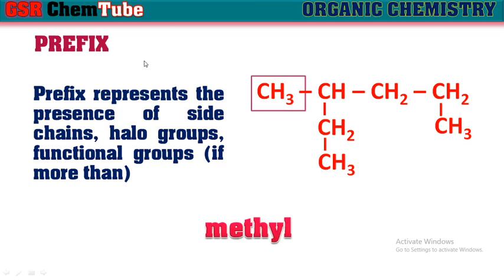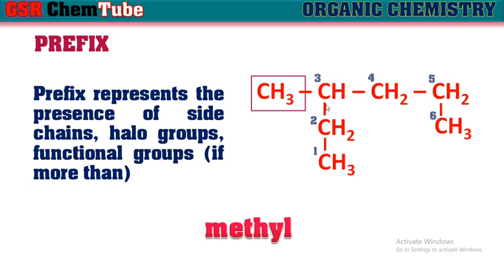At the same time, we have to mention the number of the carbon atom on which this methyl group is present. For that, we have to number the carbon atoms in the main chain. This numbering can be done either from left to right or right to left. Out of these two, we should select the way in which the carbon atom with the side chain gets the lowest possible number. By numbering in this way, this carbon gets 3. If we number from right to left, it gets 4. So numbering from left to right is the correct one for this hydrocarbon.